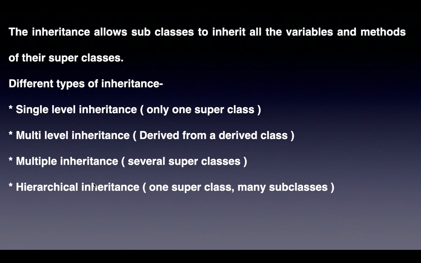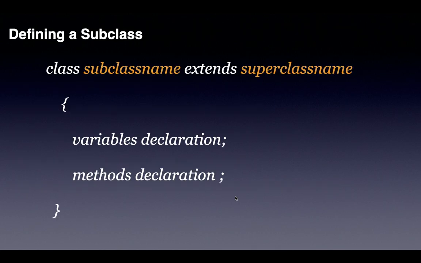And lastly, hierarchical inheritance, where there is one superclass and many subclasses. It is just the opposite of multiple inheritance, where you have one superclass on top and that particular class is inherited by many subclasses. It's like one king having many children or sons. This is why it is called hierarchical inheritance. Okay, now go to the next slide.